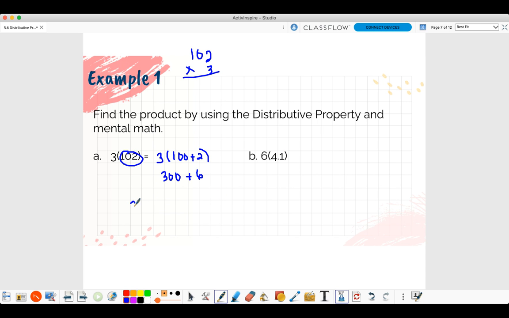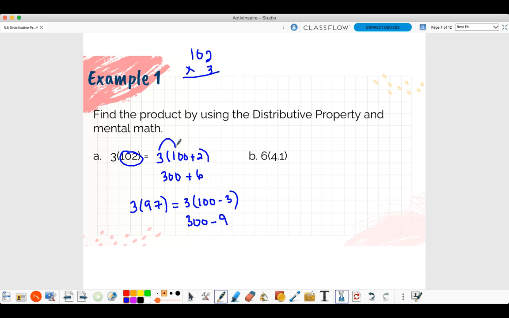What if you have something like 3 times 97? That would be broken up into what? 3 times 100 minus 3. So this time you're going to do 300 minus 9. And you can mentally do all of this. We'll get you to 291.